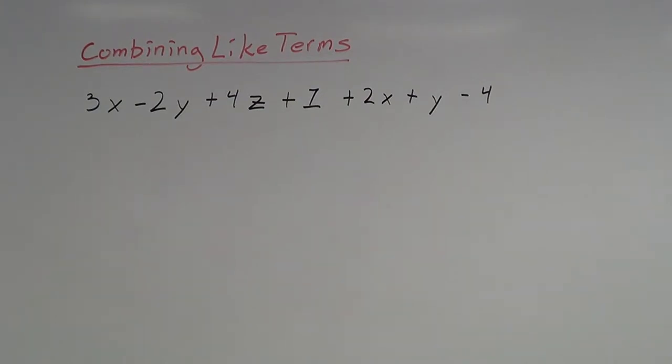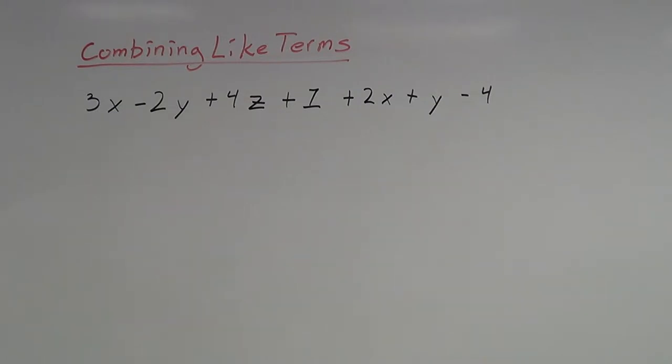The first thing you've got to do is identify what is a like term. Now my definition of a like term is that a like term has the same variable to the same power. Same variable to the same power. In this example, I don't have to worry about powers. I don't see any exponents up there. So in this case, I'm only looking for the same variables. As I look through this, I'm going to identify which ones are the same variables.